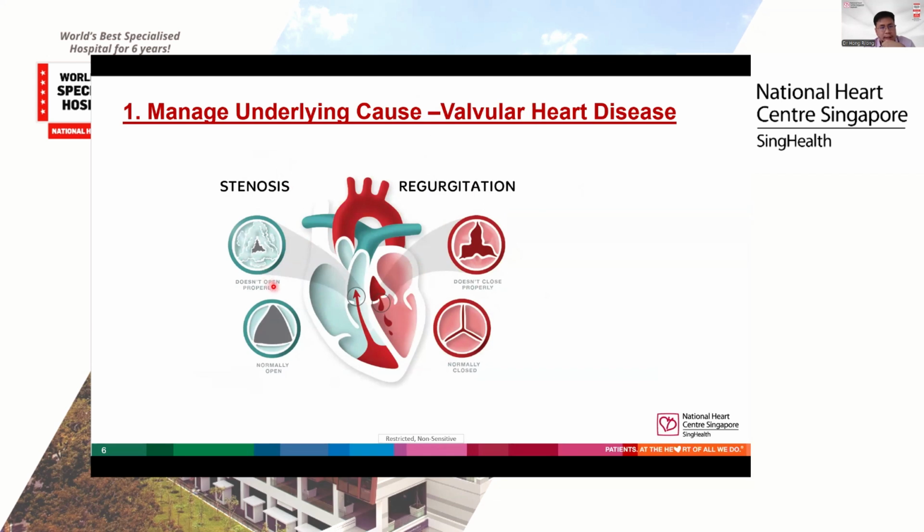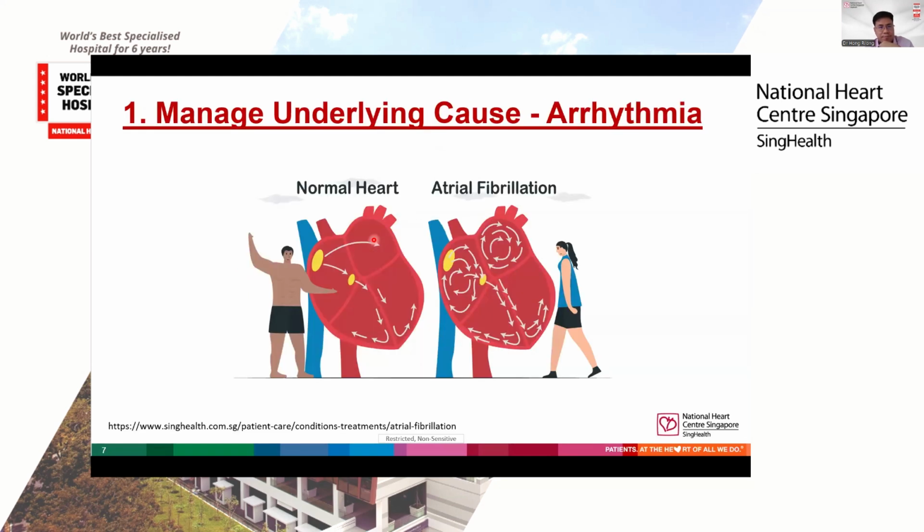In stenosis, the heart has to force and fight against a very tight hole. And in regurgitation, every time the blood goes forward, it goes backwards again. In so doing, this can cause long-term damage to the heart and eventually cause heart failure. The treatment for this is usually surgical in nature, meaning repairing or replacing the valve.